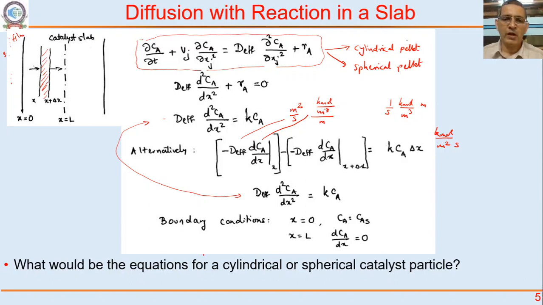Okay. We'll solve for Cartesian, we'll solve for a slab further. So we want to solve this equation with respect to these two boundary conditions and get a concentration profile CA as a function of x. Okay, do that for yourself. Pause the video, do it for yourself.